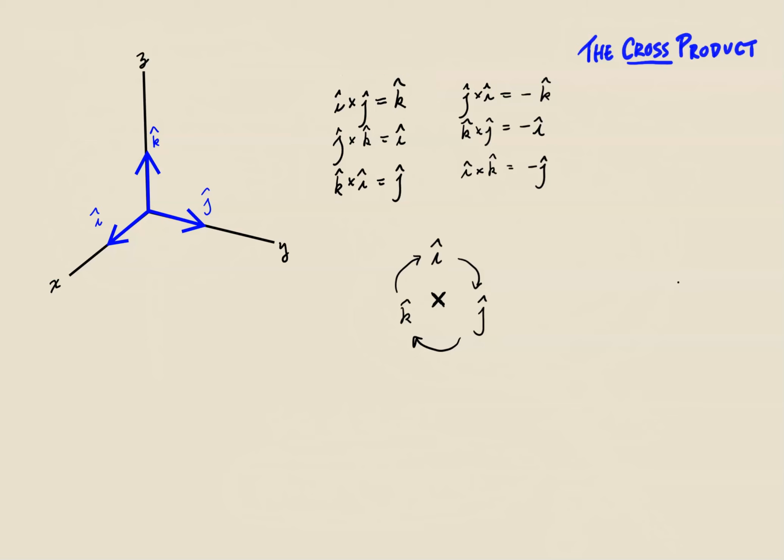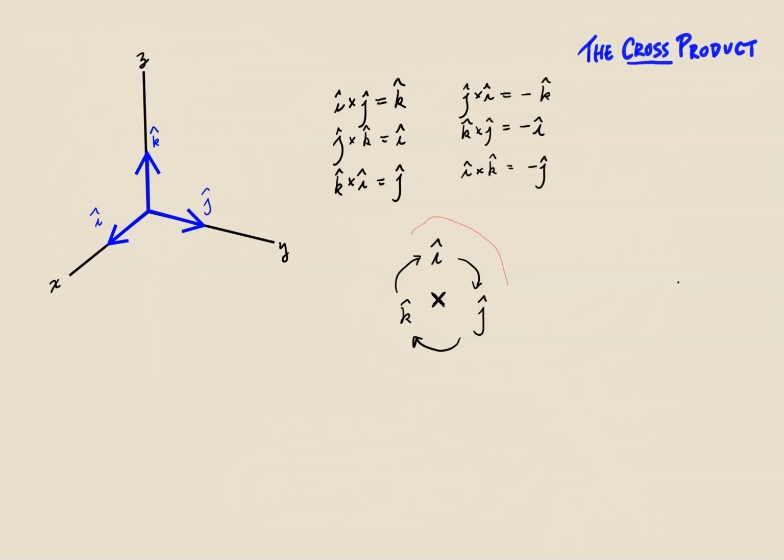Similarly, if we wanted to know, say, k cross i, well, k cross i takes us to j, which is what we saw right here. The other thing to bear in mind with this little diagram is that if we go against the grain, against the direction of the arrows, then we're going to pick up a negative. So for example, if we did j cross i, we're going against the direction of the arrows, that would bring us to k, but we're going to make it a negative k because we're going against the arrows.